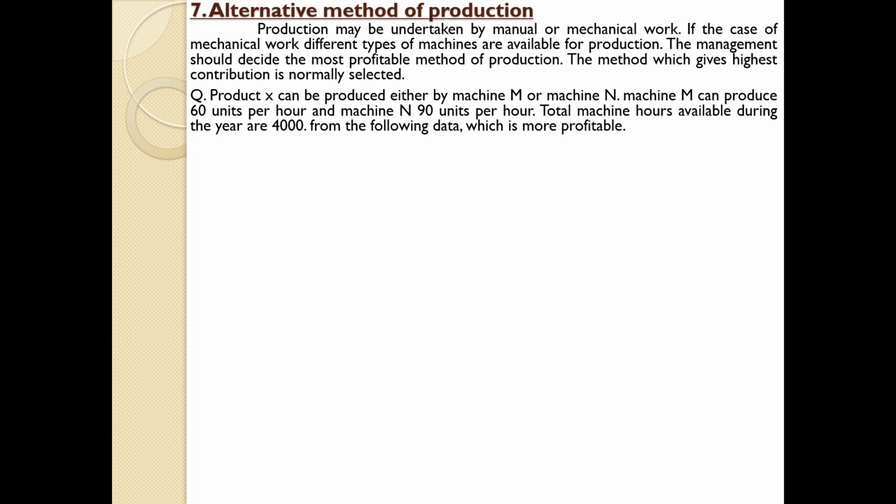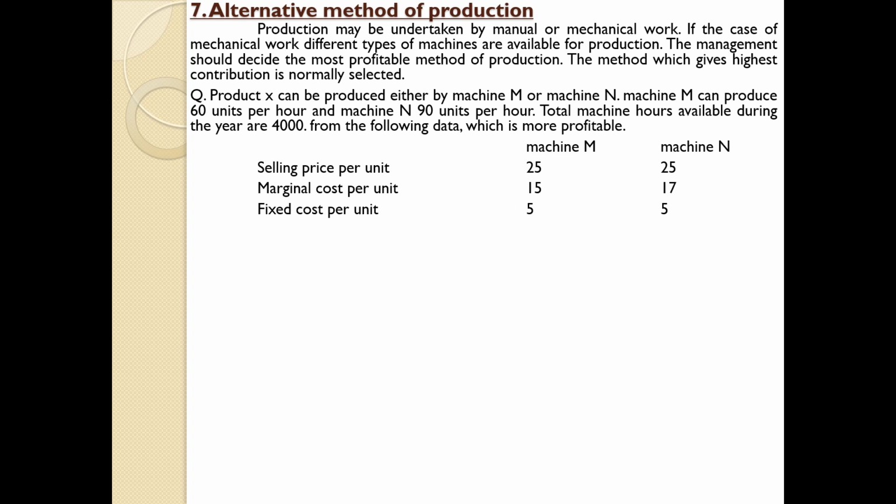Product X can be produced either by machine M or machine N. Machine M can produce 60 units per hour and machine N can produce 90 units per hour. Total machine hours available during the year is 4,000. From the following data, which is more profitable? The selling price per unit is 25 for each, marginal cost per unit is 15 and 17, and fixed cost per unit is 5 and 5.